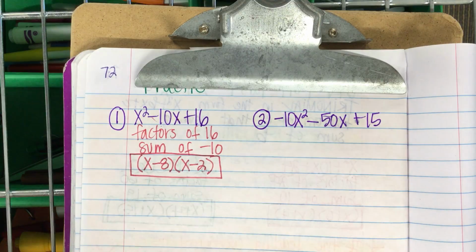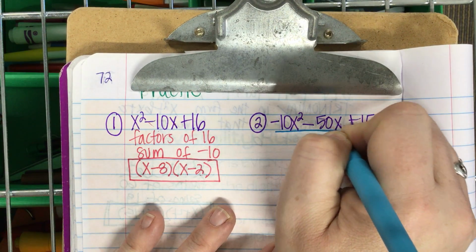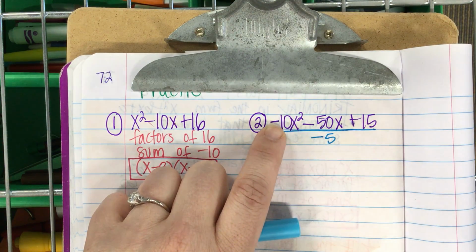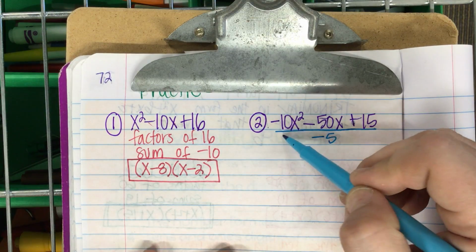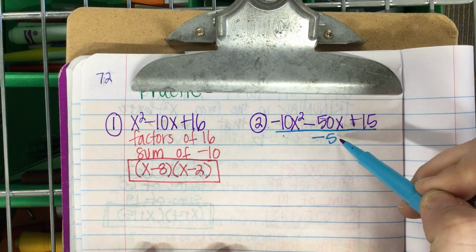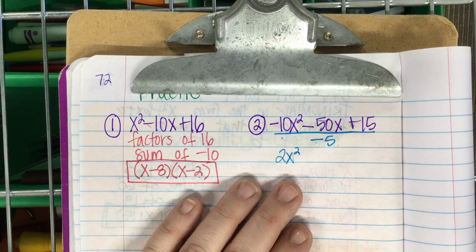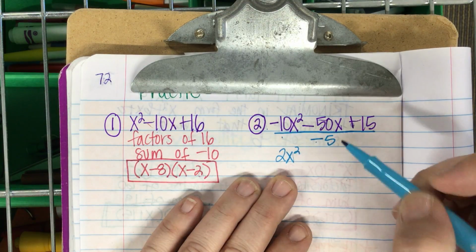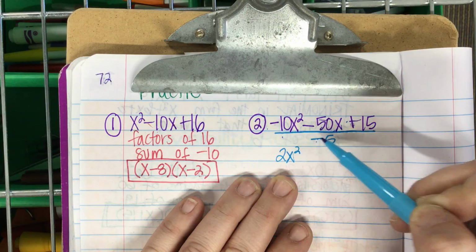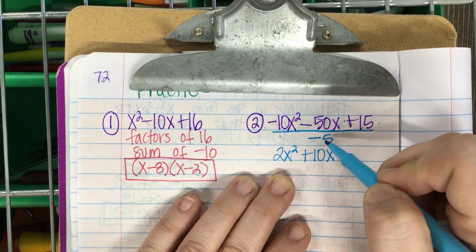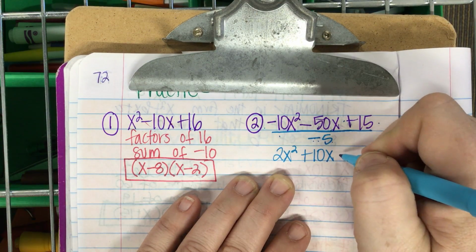So I'm going to divide everything not just by 5, but by negative 5, because I want to get rid of that negative as my leading coefficient. What's negative 10x squared divided by negative 5? 2x squared. Negative 50x divided by negative 5 is positive 10x. 15 divided by negative 5 is negative 3.